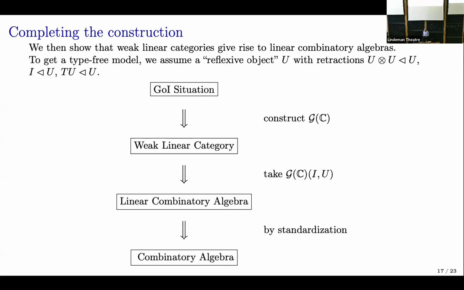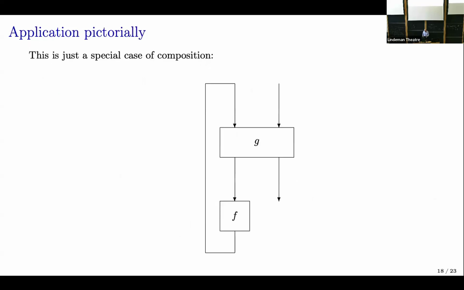We start with this GOI situation. We build a weak linear category. We extract a linear combinatory algebra from it. To get the untyped version, we assume a reflexive object, which is itself closed with retractions under the monoidal product and the T functor and so on. But you can also get a typed version. And then, as already explained, we get a combinatory algebra from that.